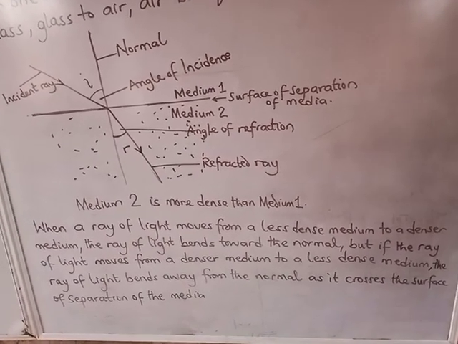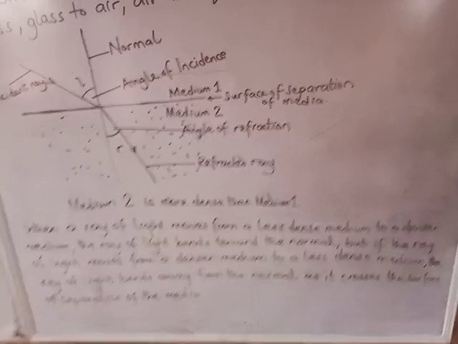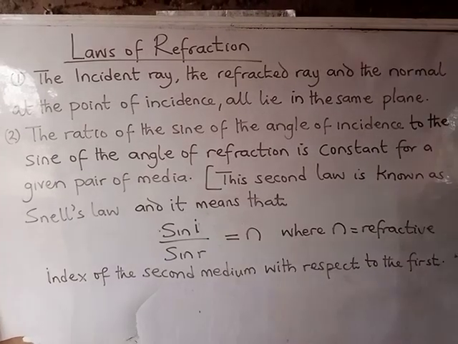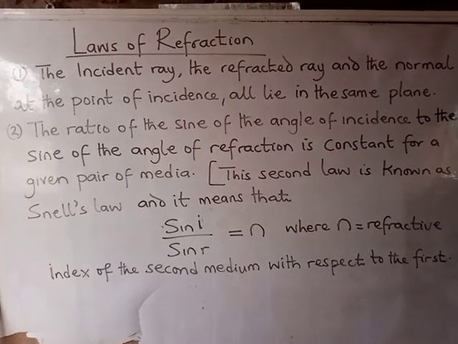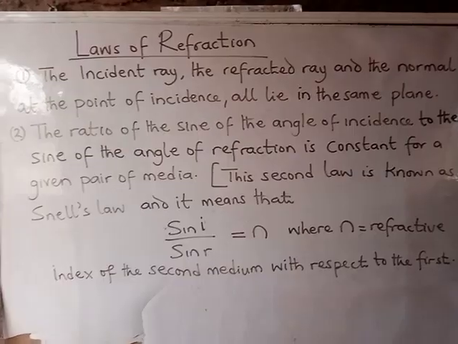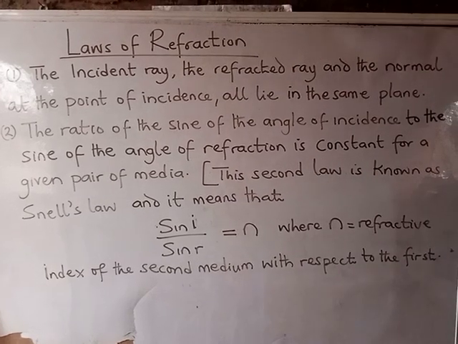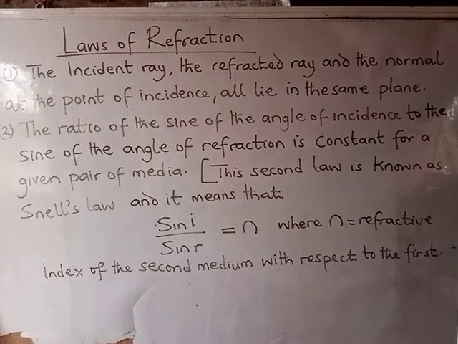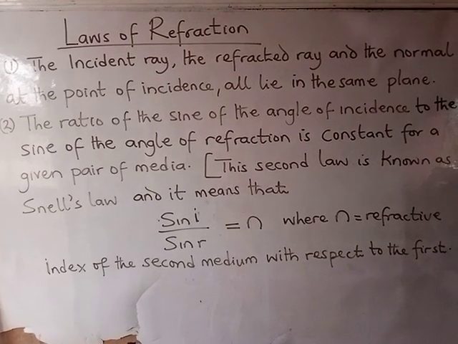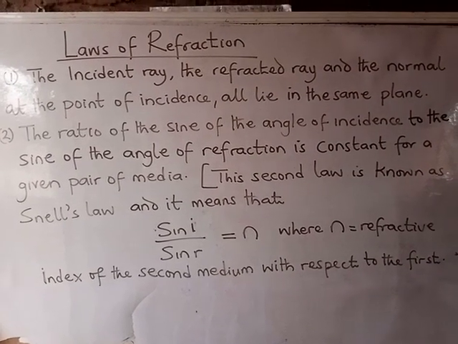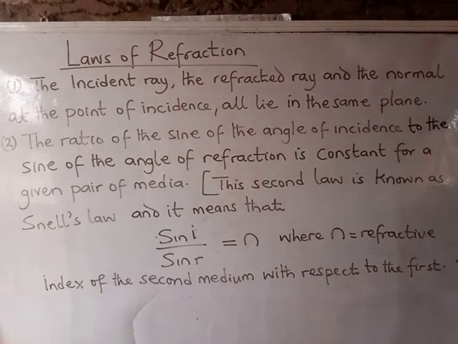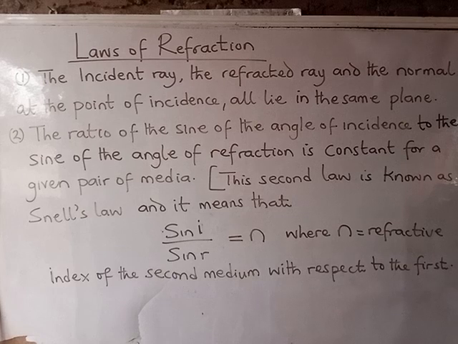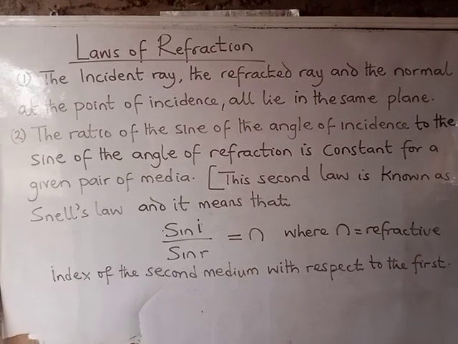Now, let's consider the laws. There are laws of refraction. So can we consider that together? All right. The laws of refraction. It says that, as you have seen in the diagram there, the incident ray, the refracted ray, and the normal at the point of incidence all lie on the same plane. We'll go back to the sketch and check it.